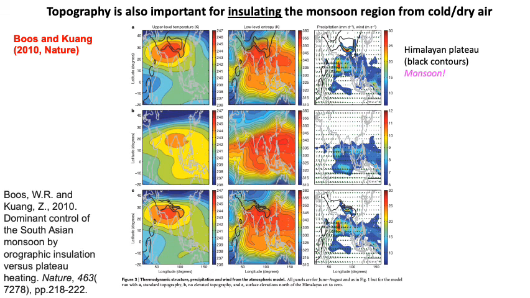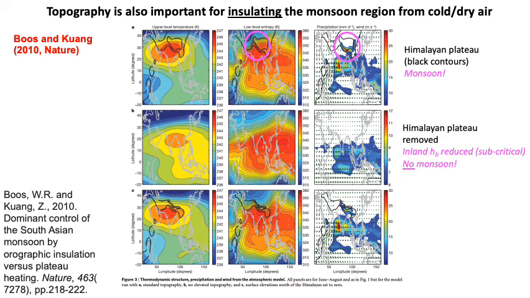So the top row is just the regular real Earth simulation. You have the Himalayan plateau, the topography shown in the black contours. And so you'll notice there's warm, moist air being drawn well inland up into the region bounded to the north by this topography. And then you'll notice in the precipitation map that there's significant inland precipitation, particularly at the base of the orography there. So at the base of the Himalayan plateau.